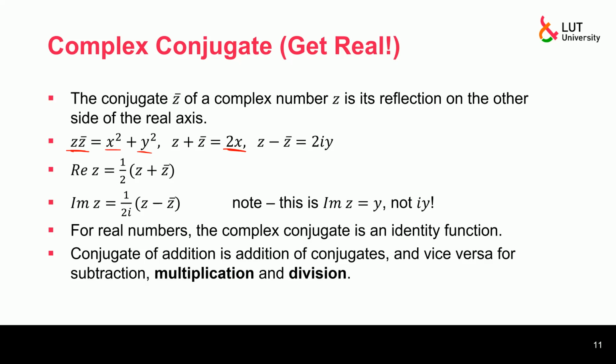the complex conjugate from the number, we get 2i times y. So one way to calculate the real component of z is adding it to its complex conjugate and dividing it by 2. The imaginary part is 1 over 2i times the subtraction. And note this Im z returns the imaginary part as a real number, not with the imaginary unit. And if this happens to be a real number, then the complex conjugate is just itself.